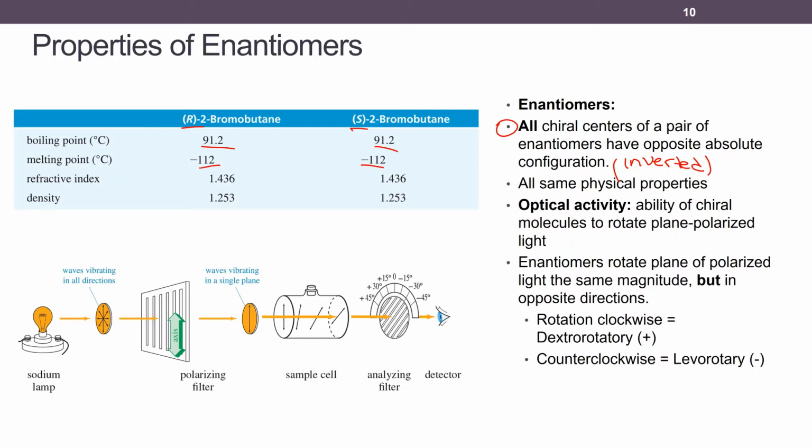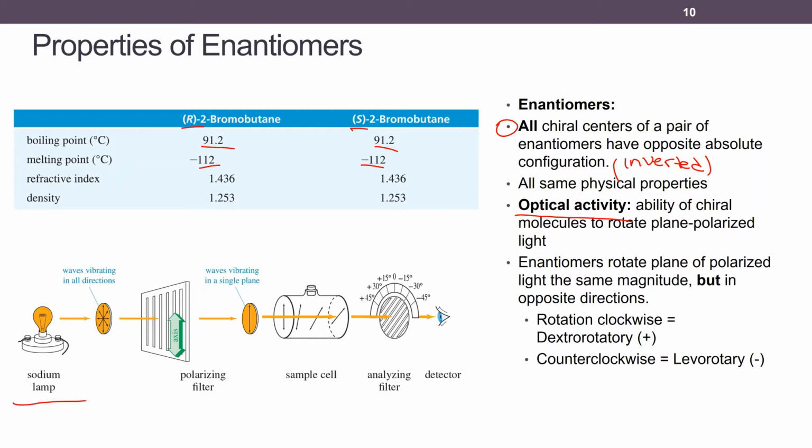They do differ, however, in their optical activity, which is the ability of any chiral molecule to rotate plane polarized light. So not just molecules that have enantiomers, but any chiral molecule can rotate plane polarized light. So what does that mean? Light moves through space as waves. Visible light, those waves have wavelengths between 400 and 700 nanometers.